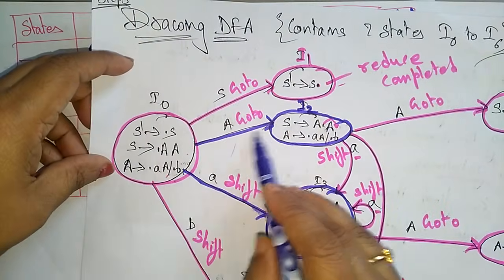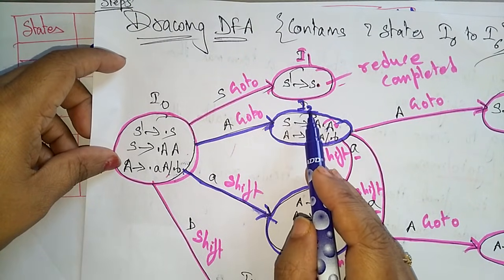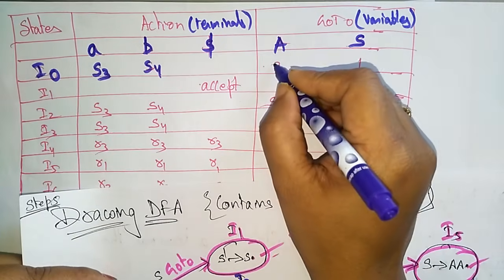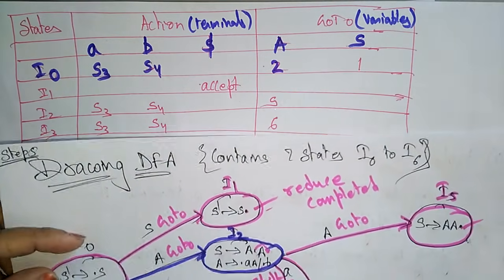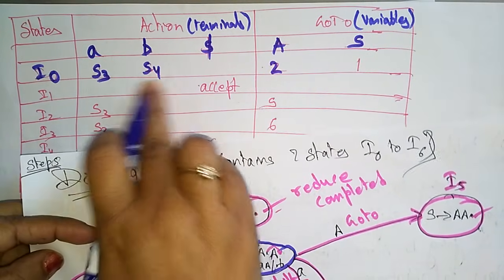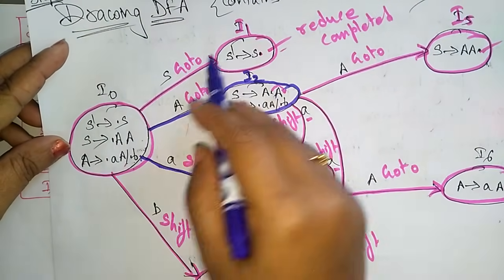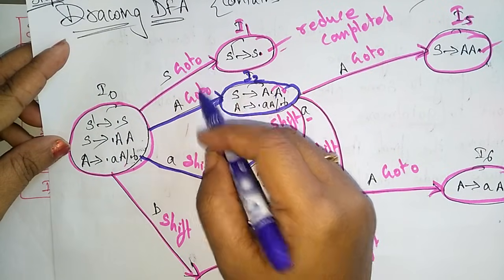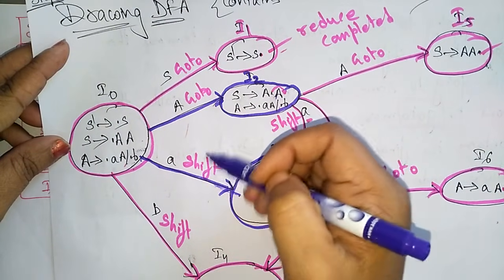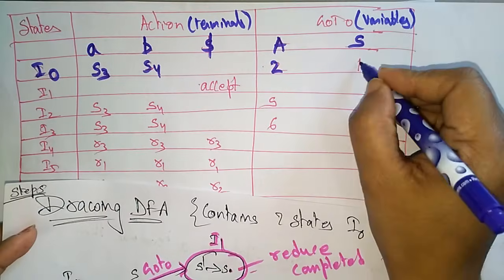I0 on A is a goto. Go to which one? I2, so simply write the number 2, instead of G2. Shift means S3, S4, and for A you just write 2. And I0 on S is also a goto. All the variables are goto and the remaining terminals are shift. It goes to I1, so just write 1.